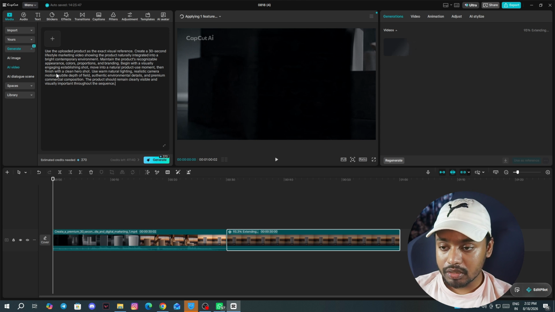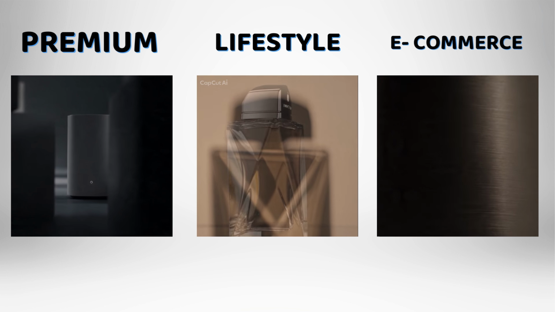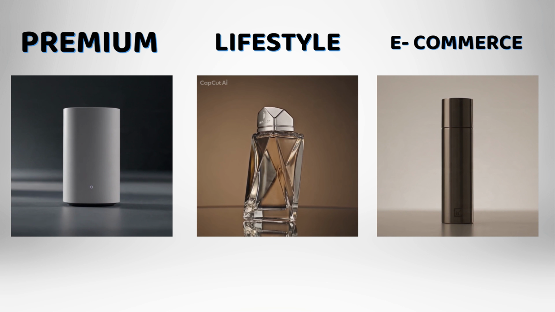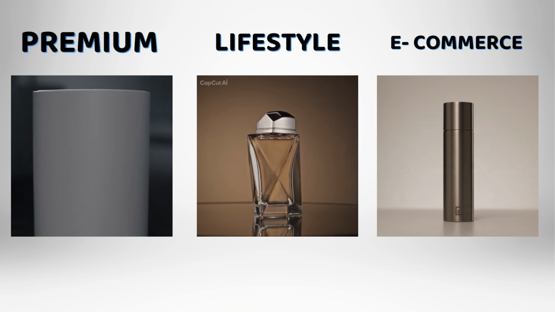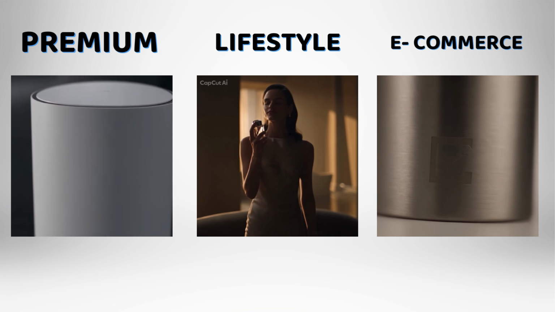And the third one, as you can see over here, for e-commerce. Click on generate and it will generate the video for e-commerce. And as you can see over here, our third video is ready. Now I have 3 different campaign directions: premium, lifestyle, and e-commerce. That's the useful part of AI video generation for marketing. We are not replacing the creative strategy, we are creating more usable options from the same source material.